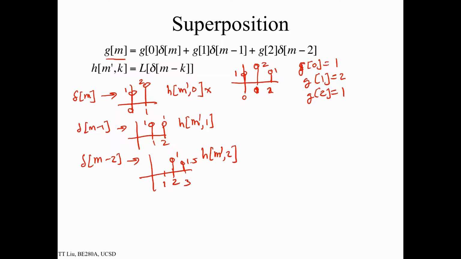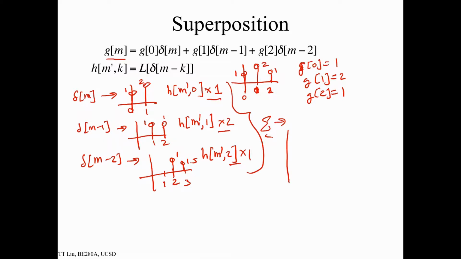by their weights. So in this case, we multiply this by 1, which is the value of g sub 0. We multiply this by 2. We multiply this by 1. And then we sum up all those responses to get our final output. Okay, so here we're applying the scaling property, and here we're applying the additive property of a linear system.